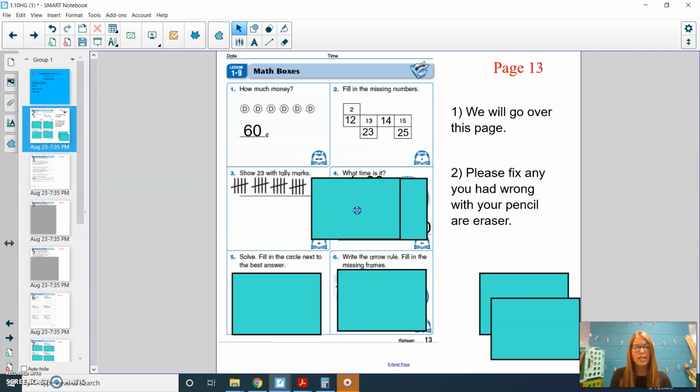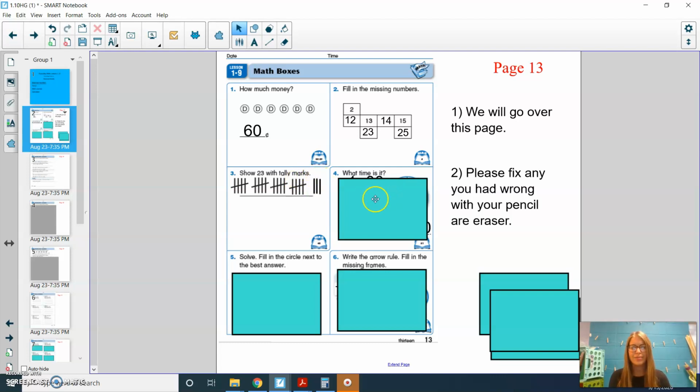For question number 3, I need to show 23 tally marks. So I show that by having 4 groups of 5. So I have 5, 10, 15, 20, and then 3 ones. 21, 22, 23. For question number 4, what time is it?